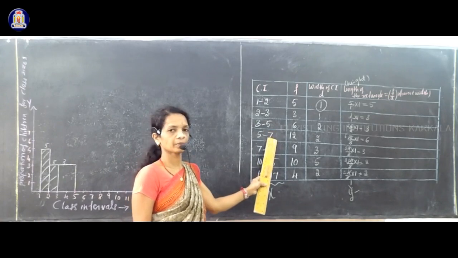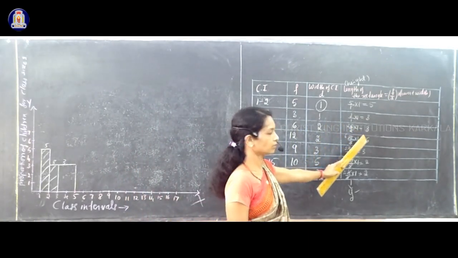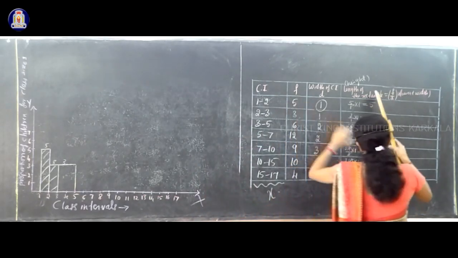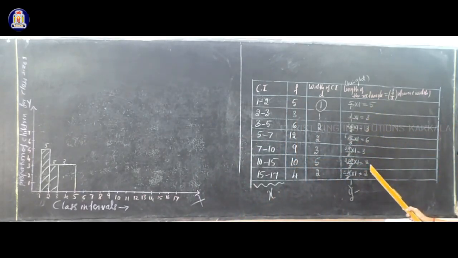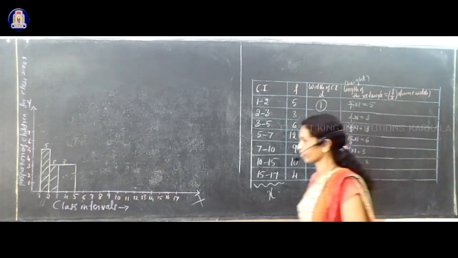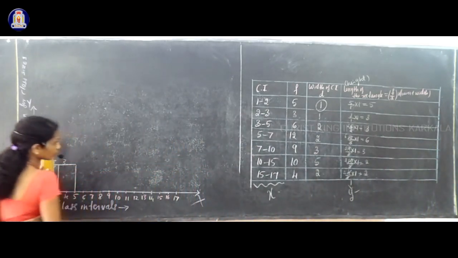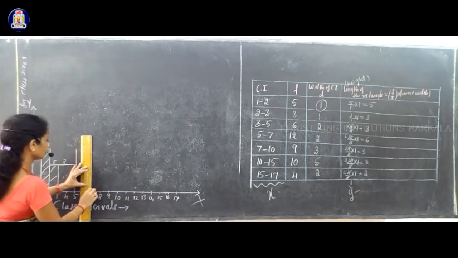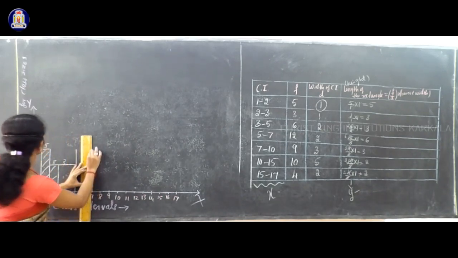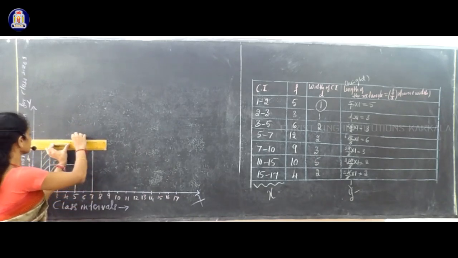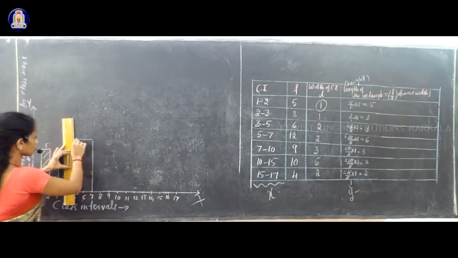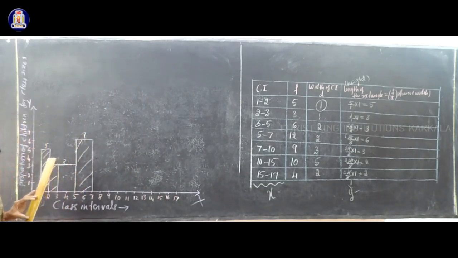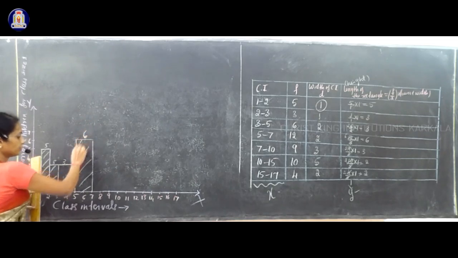In the table it is 12, but actual frequency you have to take that is 6. From 5 to 7 you have to draw rectangular bar of 6. You don't look at this frequency column while drawing. You have to take only the last column while drawing histogram. Okay, so now from 5 to 7 we have to draw rectangular bar of height 6. Okay, 5 to 7. So like this. This is a rectangular bar of height 6, that is from 5 to 7.